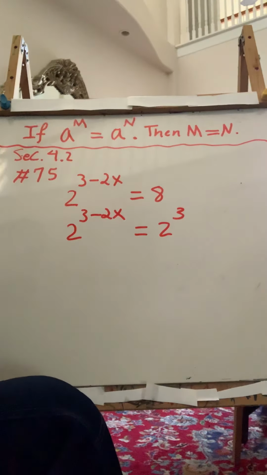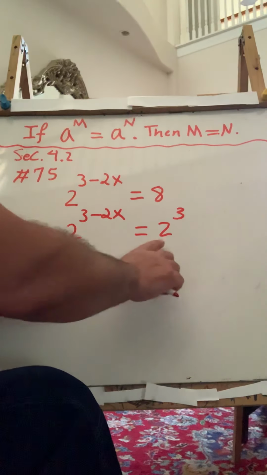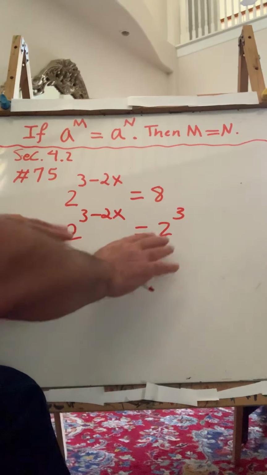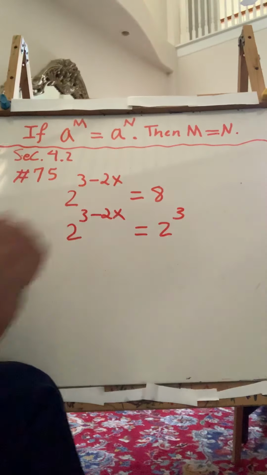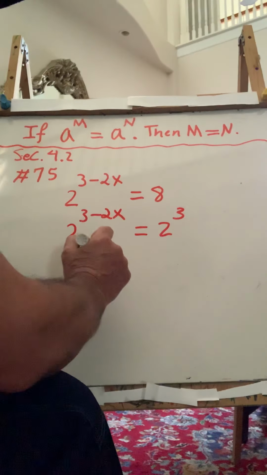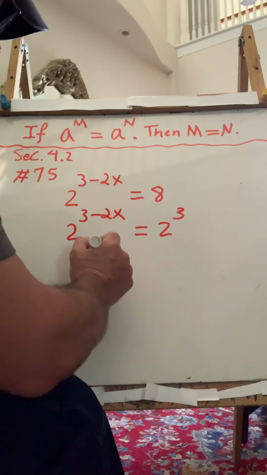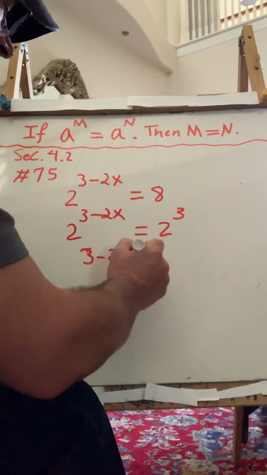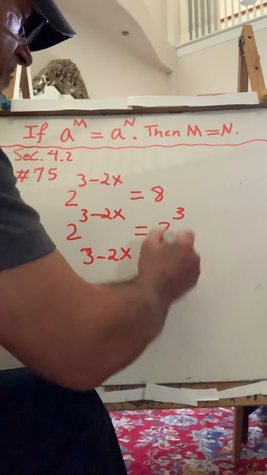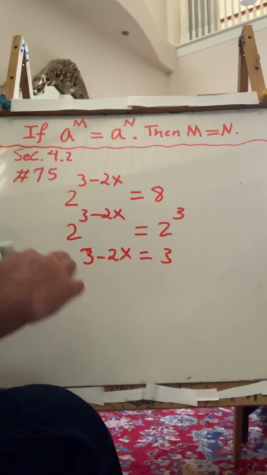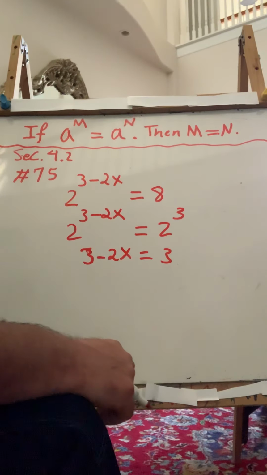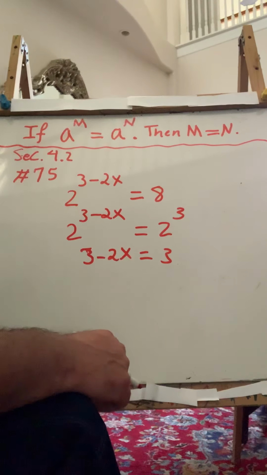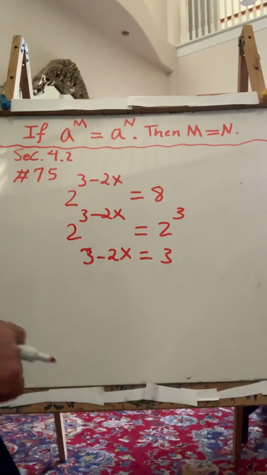So now we're ready to apply the rule, because as you can see, we have exactly the same bases. The rule says now we can drop the bases and set the exponents equal to each other, which would then imply 3 minus 2x must be the same as the exponent there, which happens to be 3. And now we're just going to solve this linear equation for x, which should of course give us the final solution.